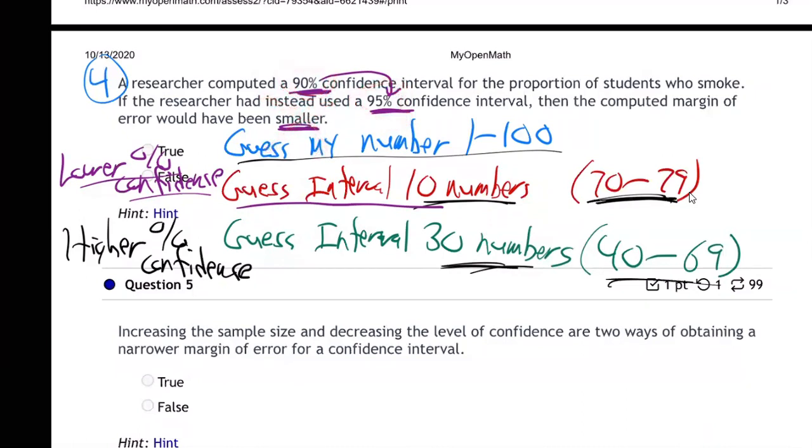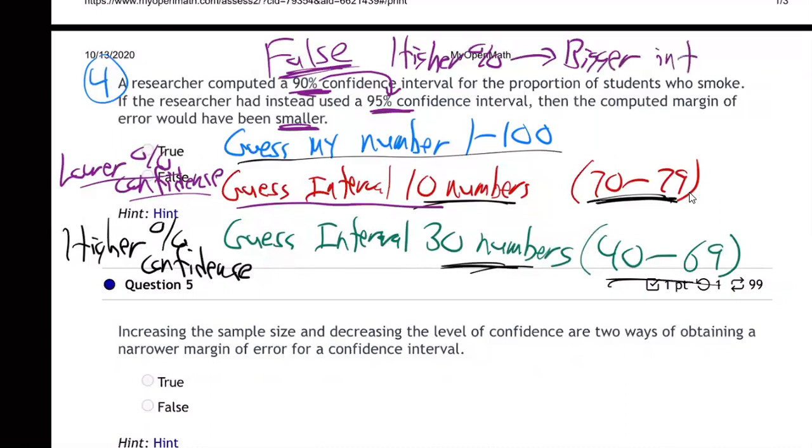Right? They're saying if the researcher instead had used 95, that would make higher confidence. That would make a bigger interval, not a smaller. So this is false. False. Higher percent leads to a bigger interval. Bigger interval means bigger error margin, right?